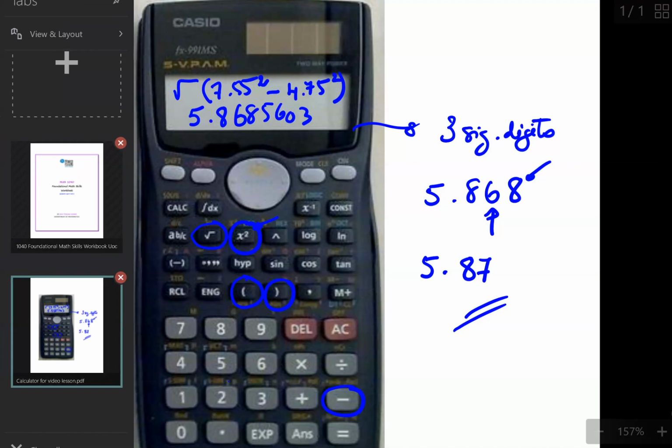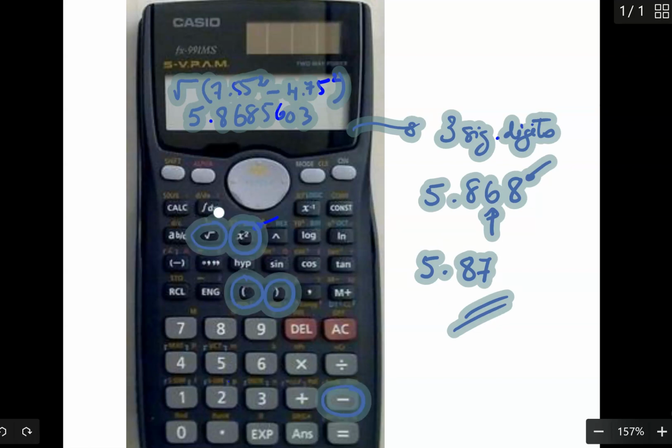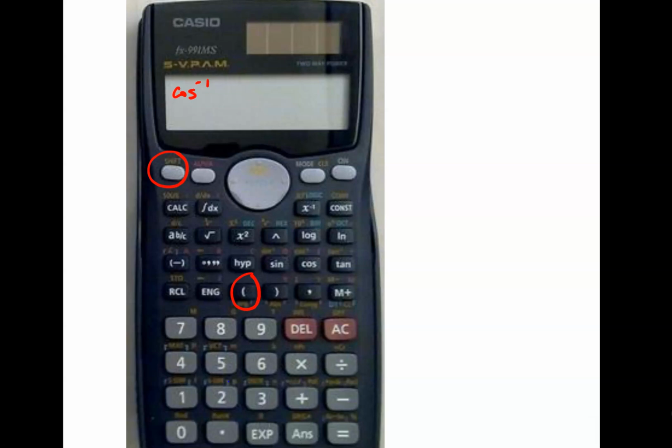So I think it's a good idea to review our calculator. At the same time, I will review to everyone how to again round to 3 significant digits. Alright, so what we have is I will press the shift key, and I press the cos, so I should have cos to the exponent minus 1. Press this bracket. I key in 4.75, then I press the division sign, and I key in 7.55.